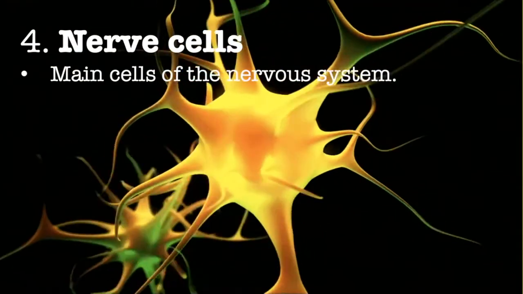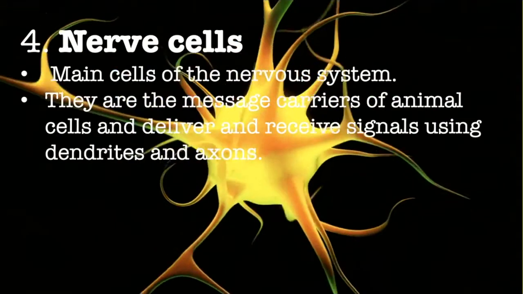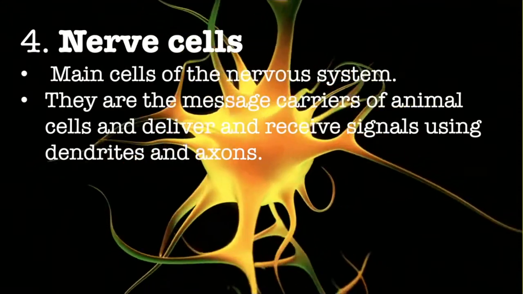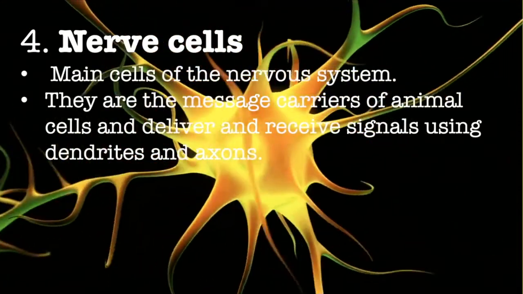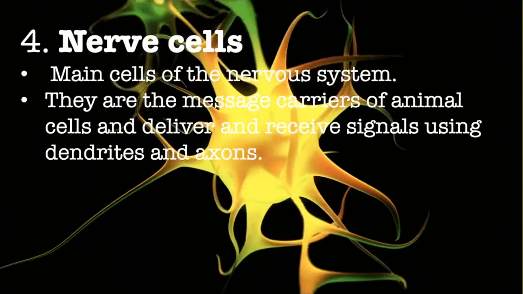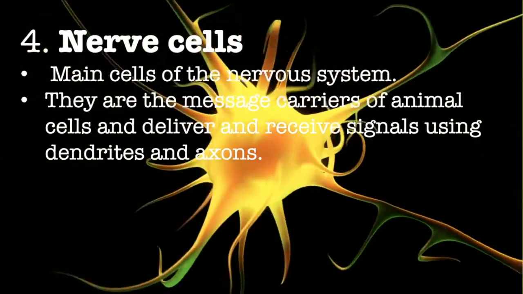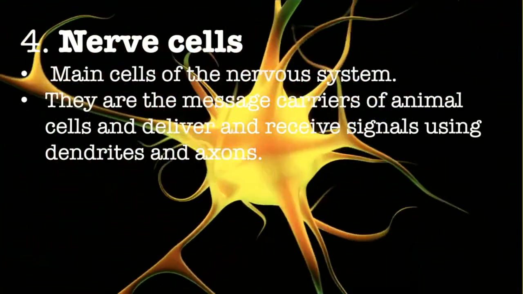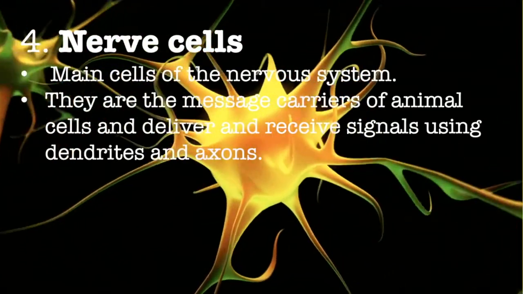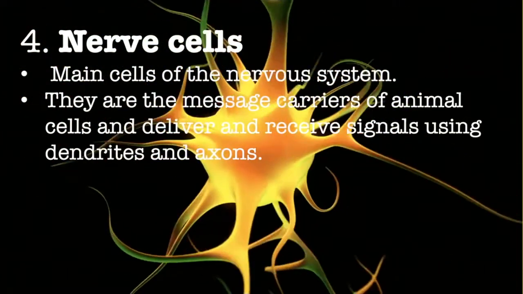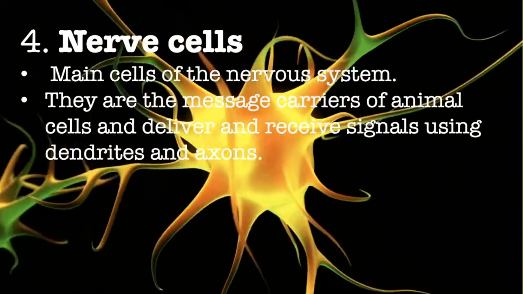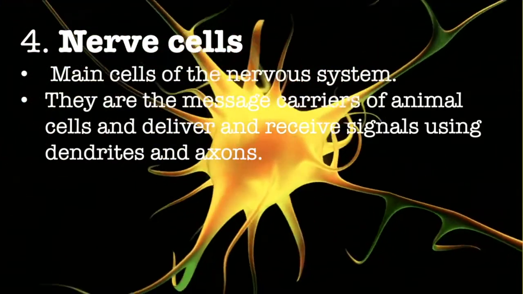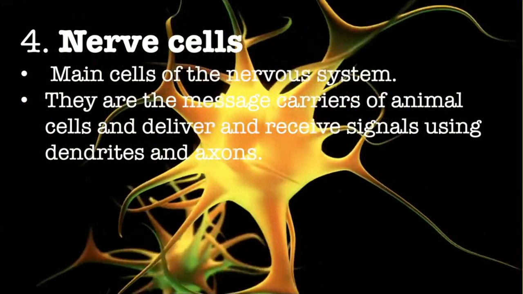They are the message carriers of animal cells and deliver and receive signals using dendrites and axons. Dendrites and axons are extensions from the cell that receive and export signals to and from the cell, respectively. So, nerve cells, the main cells of the nervous system.